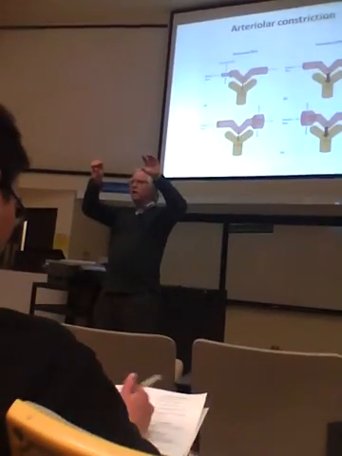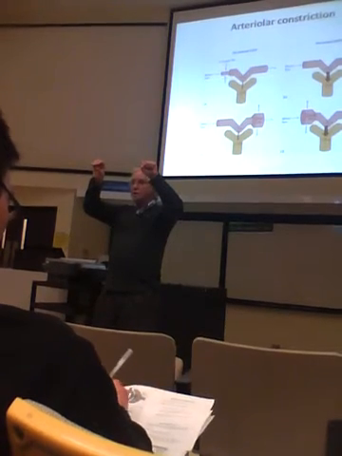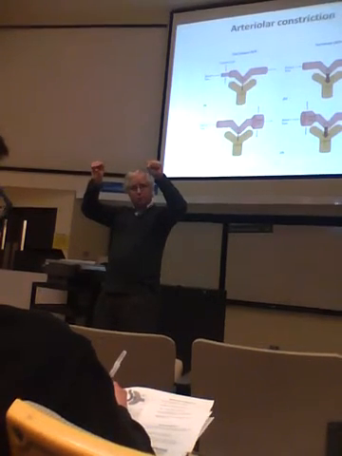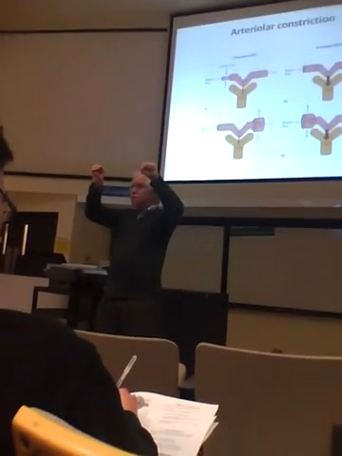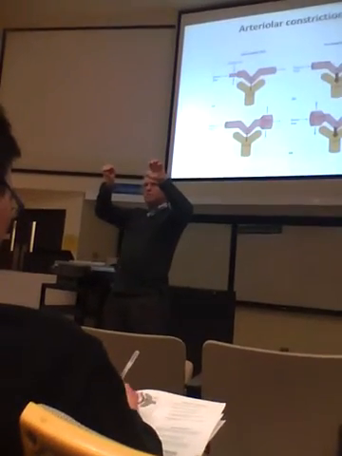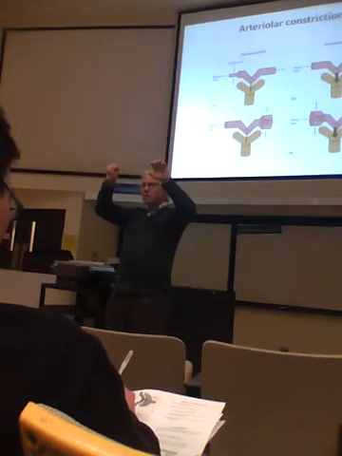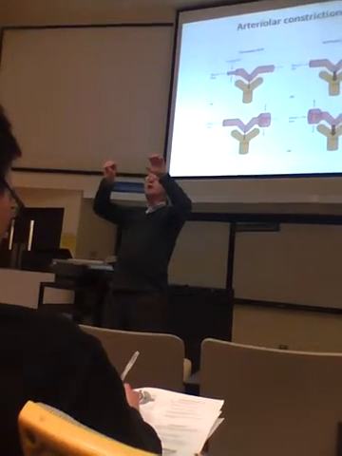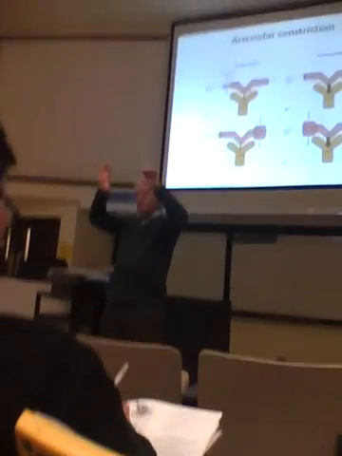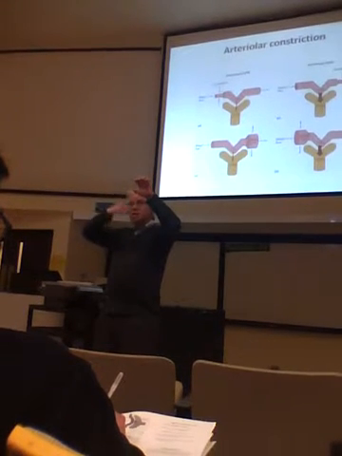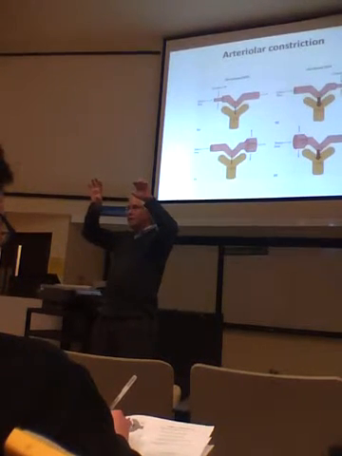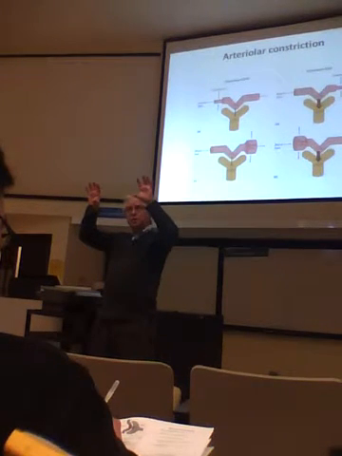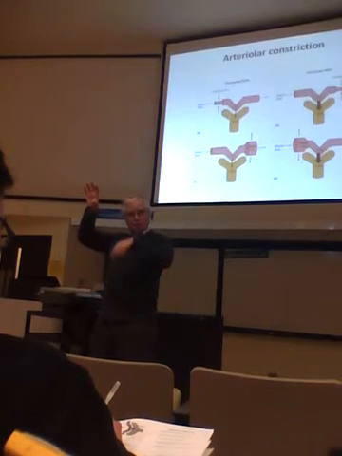What happens if I constrict the afferent arteriole? What's that going to do to the pressure in the glomerulus? It's going to go down because you're restricting the blood flow. Now let's look at the efferent. What happens if I dilate the efferent arteriole? It's going to allow blood to flow out much more rapidly. So what's going to happen to the pressure? It's going to go down.